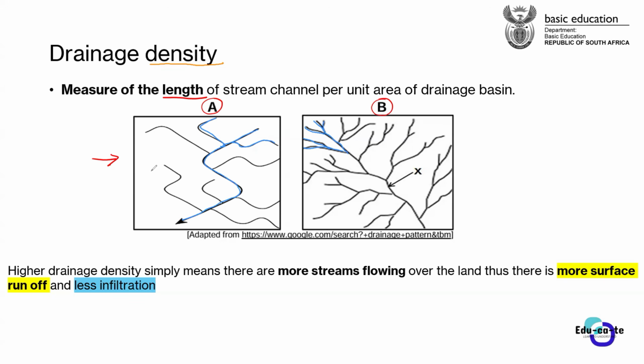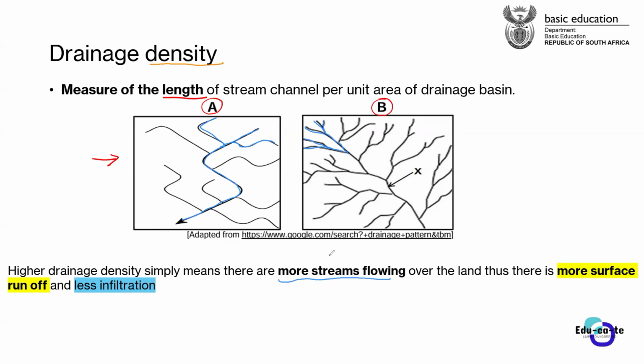Yes, Sam? So, sir, the lower drainage density is the opposite of the higher drainage density? Yes. Well, basically, when I'm saying higher drainage density, it simply means that we've got more streams that are flowing over the land. But they will never ask you to define higher drainage density. Of course, they will ask you to define drainage density, to say what this whole thing is in the first place. What is drainage density? It is the measure of the length of stream channel per unit area of drainage basin. This is just giving you an idea of what this whole density concept is.